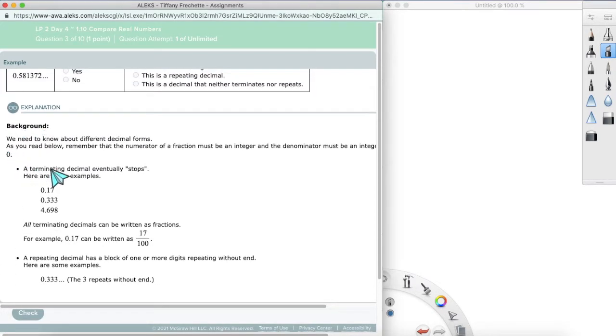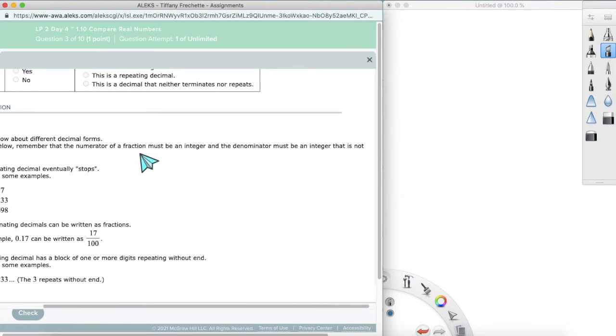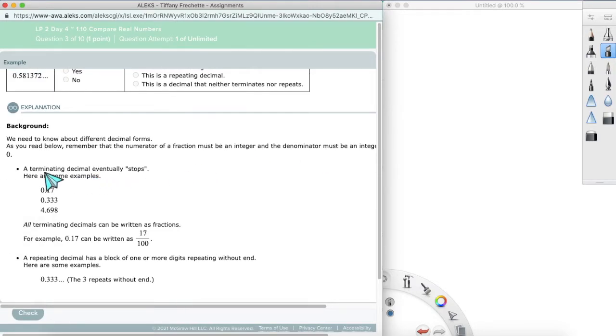For this first one, it says we need to know about different decimal forms. As you read below, remember that the numerator of a fraction must be an integer and the denominator must be an integer that is not 0. So integer means no decimal places. A terminating decimal eventually stops. So that means, like we have here, 17 hundredths, 333 thousandths, it definitely stops.